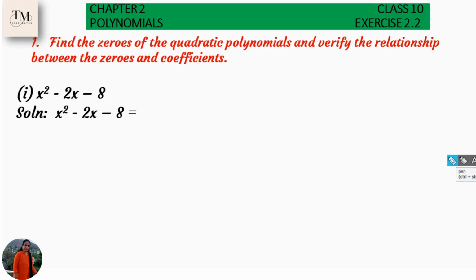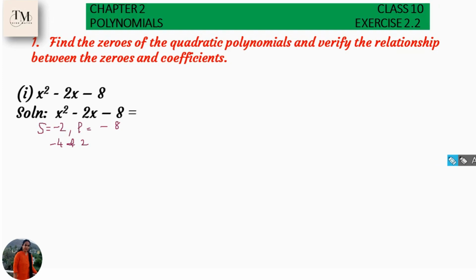So here the sum is minus 2 and the product is minus 8. Okay. So we have to find the two terms such that it satisfies these conditions. Suppose I take minus 4 and 2. If we add these two, minus 4 and 2 is minus 2, and minus 4 into 2 is minus 8.